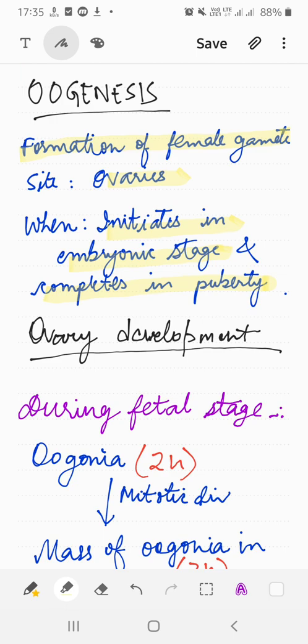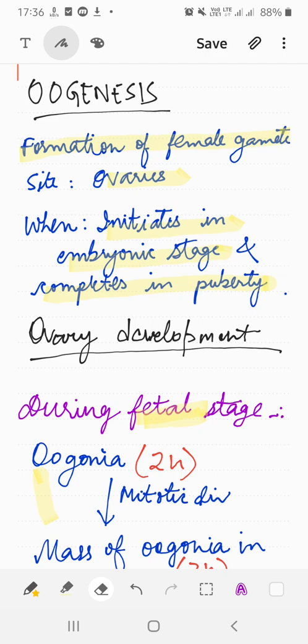But before we have a systematic presentation of oogenesis, we should know what changes take place during the fetal stage and then during the adult stage. So during the fetal stage, oogonia, the female germ cells, undergo mitotic division to form a mass of oogonial cells. And instead of one oogonium, we have a number of cells.